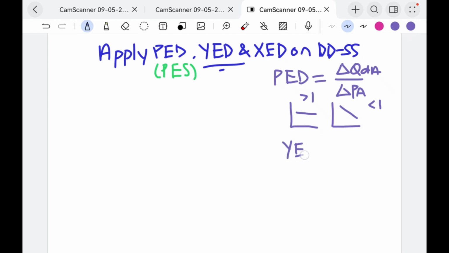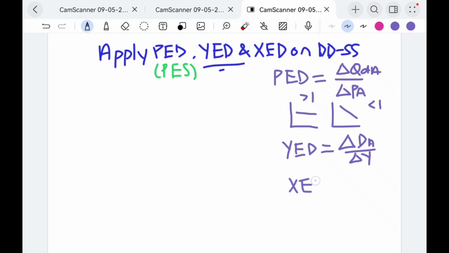Okay, then for your YED, this is about how the demand of good A change with a change in income of the consumer. So in this case, because it is looking at a non-price change, which is in this case your income, it will not be about quantity demanded. It will be about demand. So you can expect that it will be a shift of the demand curve because it impacts the demand. Whereas for PED, it affects the quantity demanded. So it's a movement along the curve.